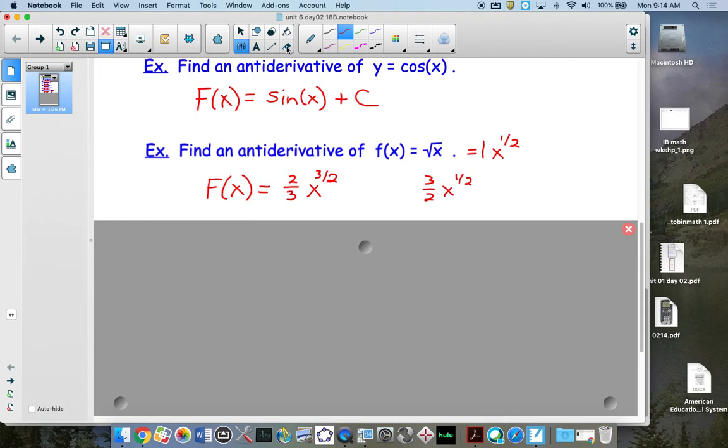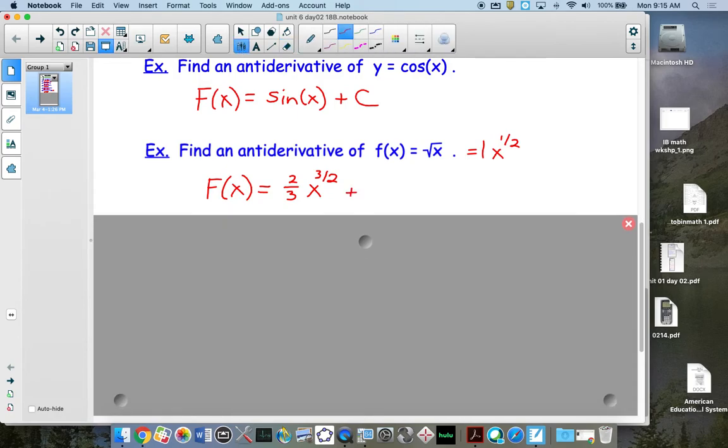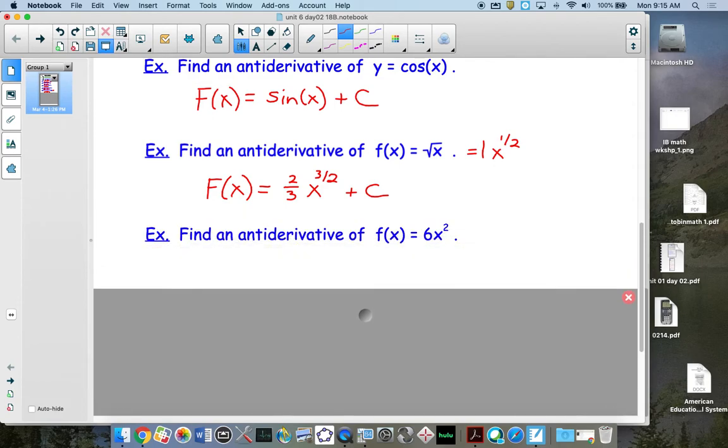Now when I take the derivative of this, it's going to be 3/2 times 2/3, and then x to the 3/2 minus 1. And that's just going to give me x to the 1/2, which is what I need. So there it is. And, hopefully you didn't forget, plus any constant. Alright, let's try one more here. Find an antiderivative of f of x equals 6x squared.